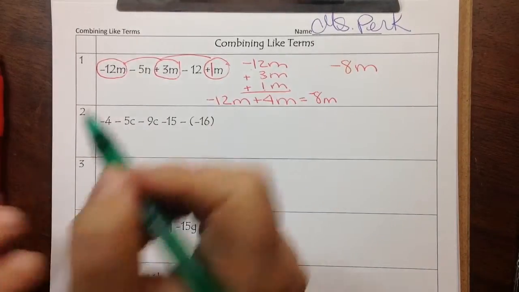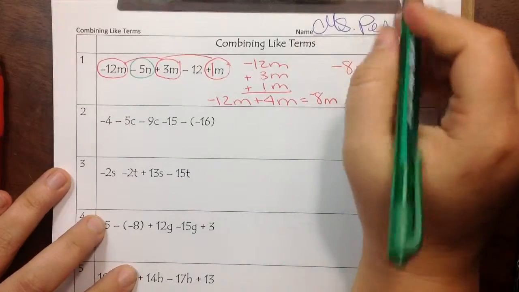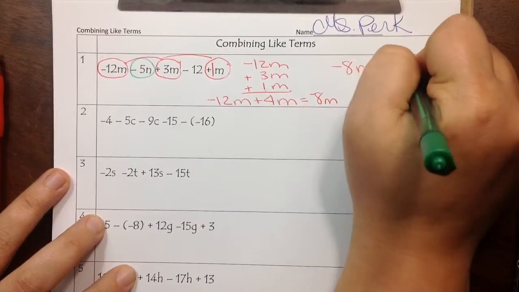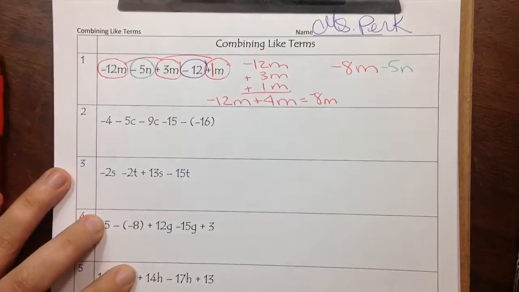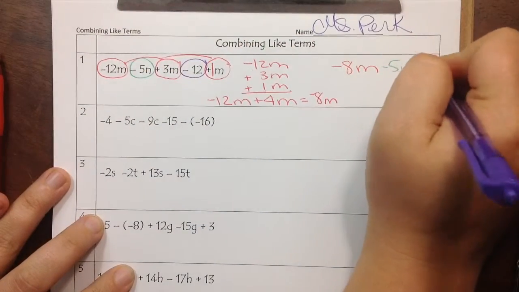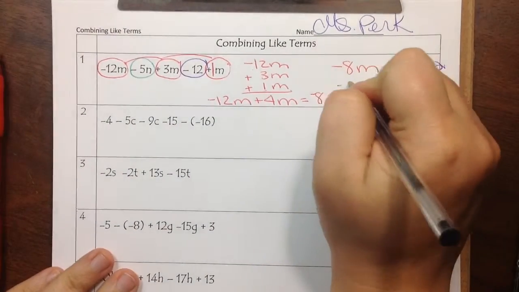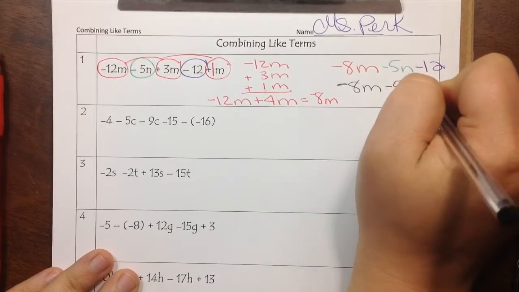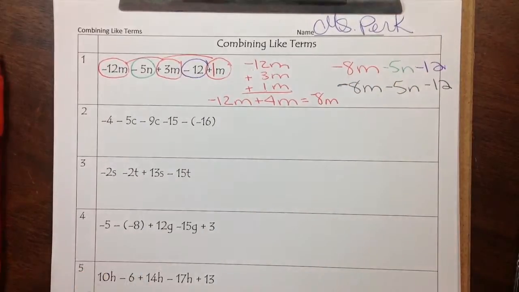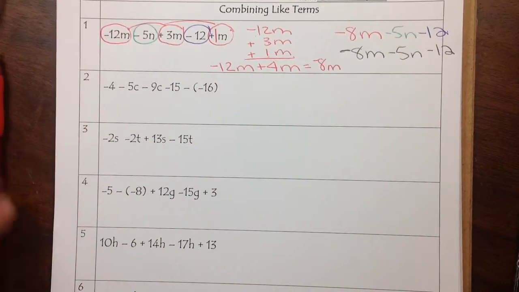I can look right here, this negative 5n is by itself, so it would stay by itself. And this negative 12 doesn't have anything to combine with, so it would stay by itself also. So your final answer would be negative 8m minus 5n minus 12. Okay? So let's look right here at the second one.